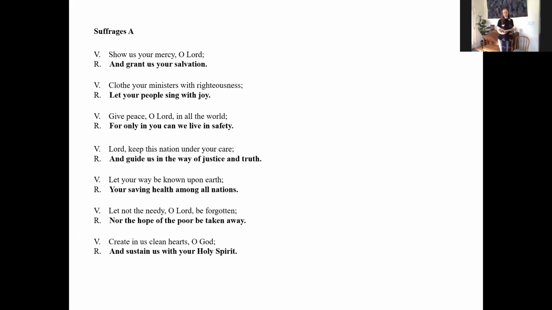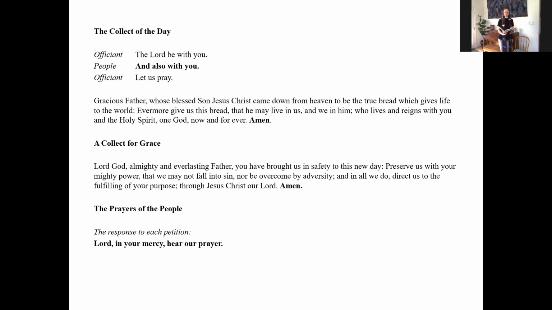Lord, keep this nation under your care and guide us in the way of justice and truth. Let your way be known upon earth, your saving health among all nations. Let not the needy, O Lord, be forgotten, nor the hope of the poor be taken away. Create in us clean hearts, O God, and sustain us with your Holy Spirit.